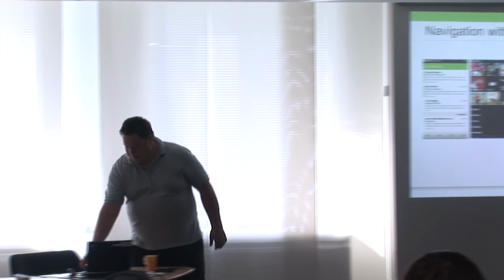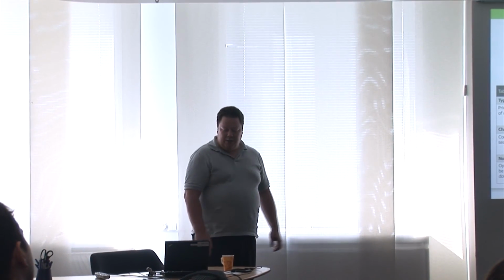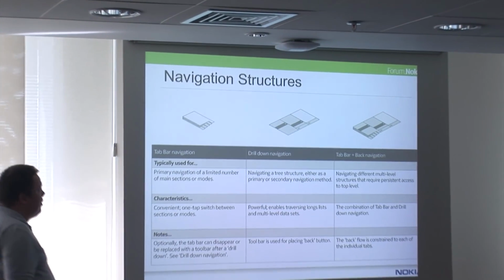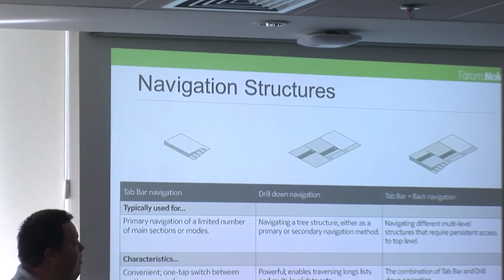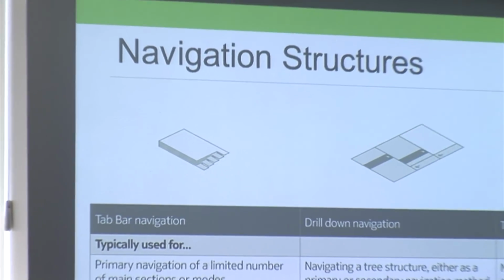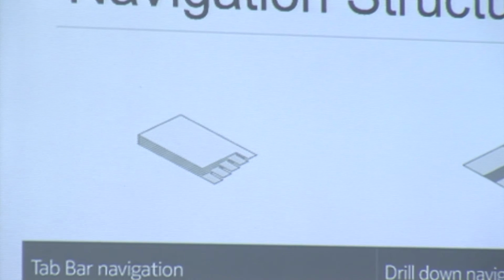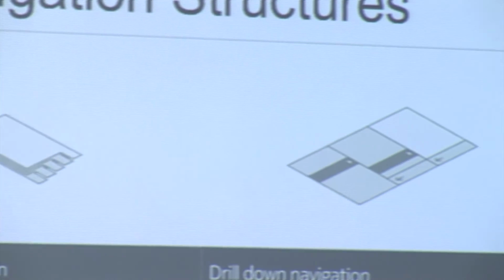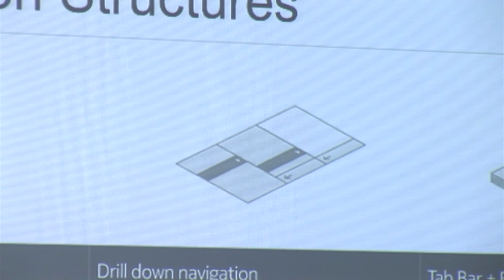But let's look at these navigation structures. Tab bar is very weak. The user can quickly go to the behavior he or she wants. Convenient, but then the problem may be that you can have at most 5 tabs. So that may be too small now. You may need more.